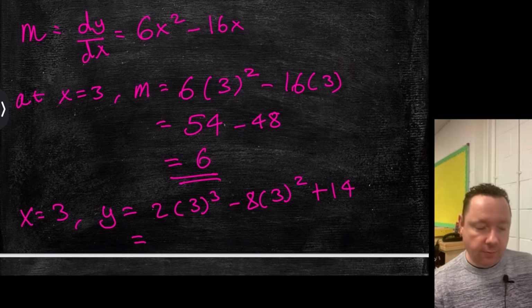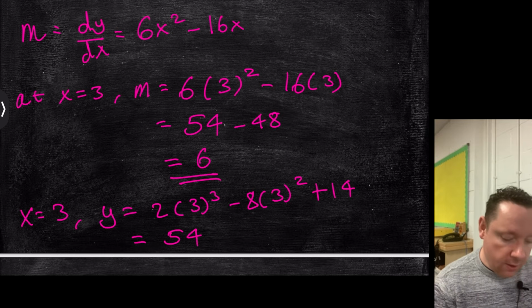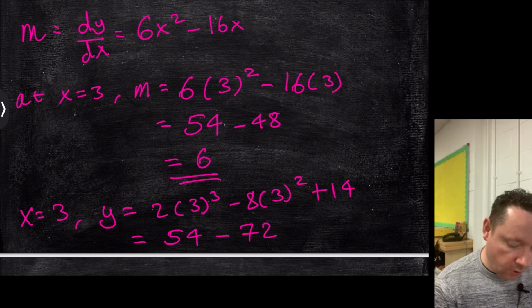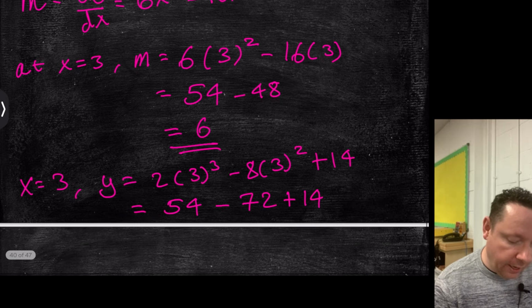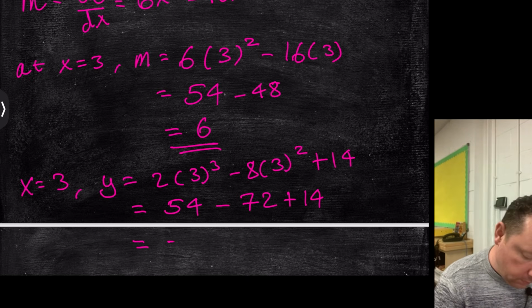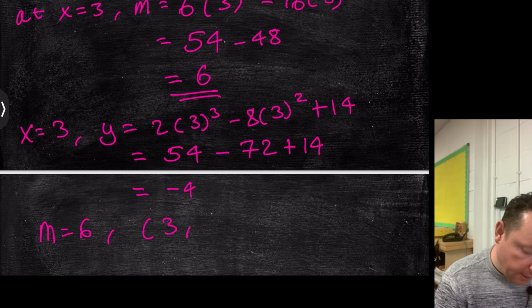3 3s are 9 times 3 is 27. If you double 27, you get 54. 3 3s are 9, 9 8s is 72, so minus 72 plus 14. Anyway, you can get a calculator anytime you want to work any of this out, but you get minus 4. So our gradient, remember, is equal to 6, and our point is (3, minus 4).